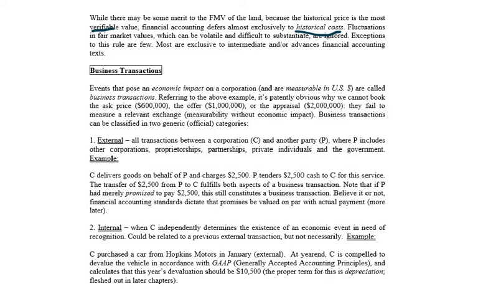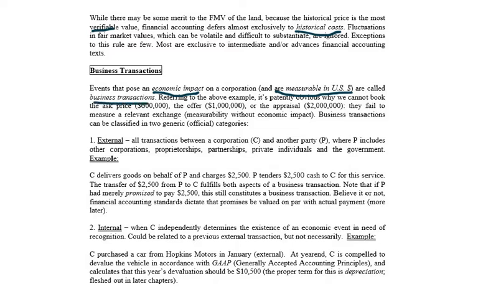And so the next big topic here is going to be business transactions, and this promises to probably be one of the shorter videos, or maybe not, we'll see. And so again, the definition of a business transaction is basically two parts. First, it has to be an event that poses an economic impact on the corporation, and it must be measurable, in this case in US dollars. So if you check those two boxes, you have on your hands a legitimate business transaction.